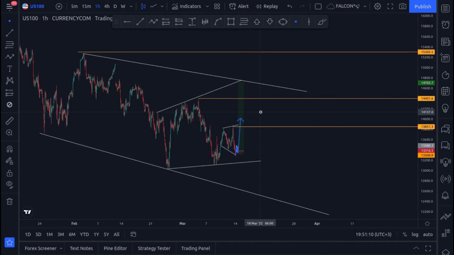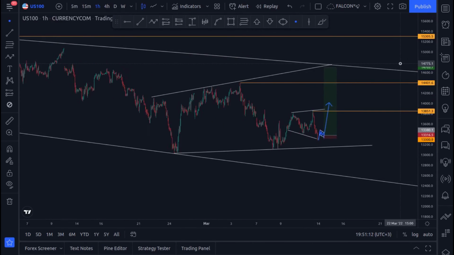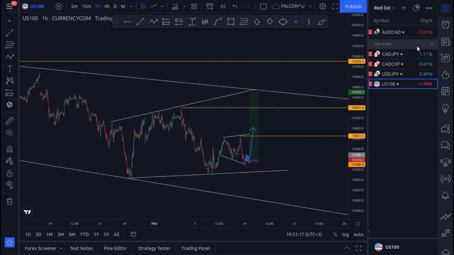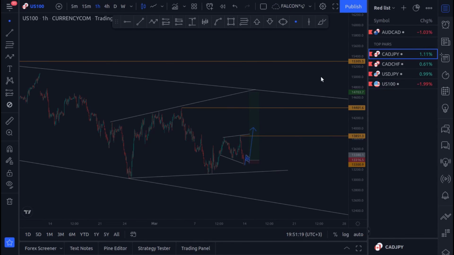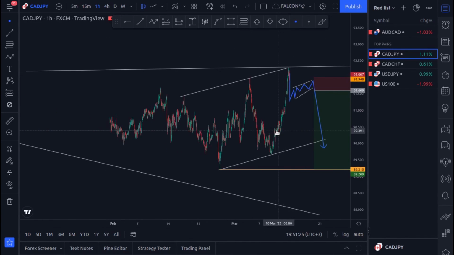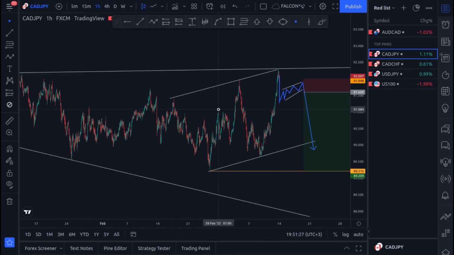Okay, so that's it for this week, guys. The setups are very clean, so I'm hoping we will make some good profits out of these setups. The setups are so clean this week, very clean. Setups look so solid.